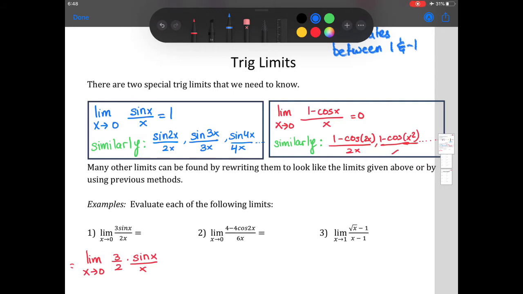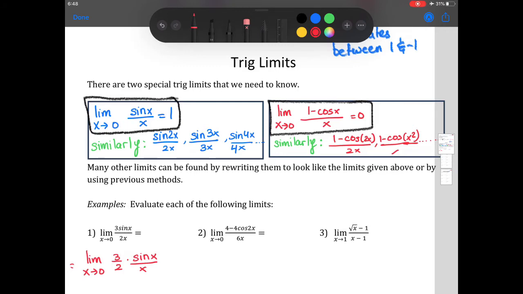I want you to take a moment and copy these special limits. There are two special trig limits that we need to know. This is one of them. I'm just going to box it. This is one of them. And this is the other one. So these are the two special limits. Limit as x approaches 0, sine x over x is equal to 1.